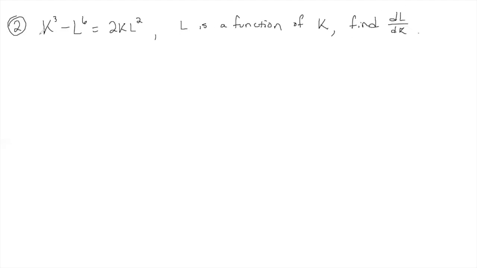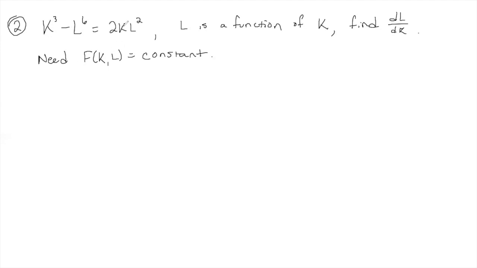Okay, moving on to number 2. I have k cubed minus l to the 6th equals 2kl squared. I'm sorry, squared. L is a function of k, and we want to find dl dk. All right, so L is implicitly a function of k. So we could do this the long way, or we could use the shortcut, and I would recommend using the shortcut. So I need f of k, l to equal a constant.